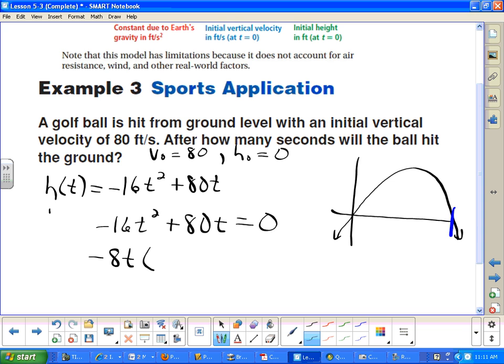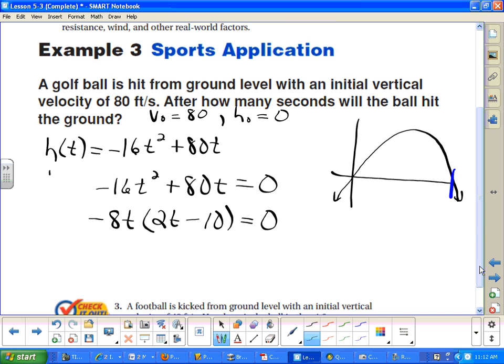They also have a t in common. So if I factor out negative 8t, then I have 2t, and it's going to be minus now because we took out negative 8. And what's 80 divided by 8? 10. So negative 8t times the quantity 2t minus 10 equals 0. I want to know when this equals 0 and when this equals 0. Maybe you don't know that 16 goes into 80, which is obviously true, which is okay. I can still find the answers.